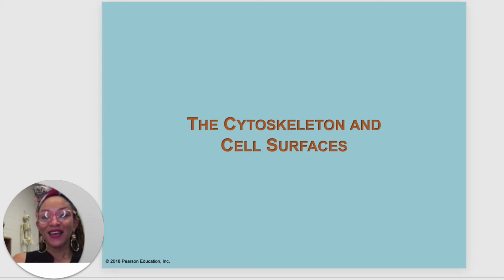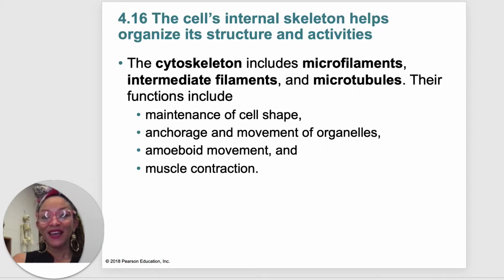All right, so let's move on to the cytoskeleton and the cell surfaces. So the cytoskeleton actually helps to organize the structure and activities of the cell. So remember, cyto refers to a cell, and skeleton is the structure of something. So there are three types of little structures that are included within that cytoskeleton. There is the microfilament, the intermediate filament, and then the microtubules.